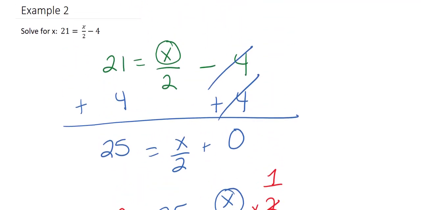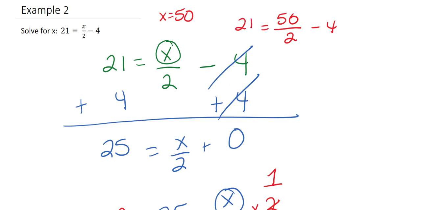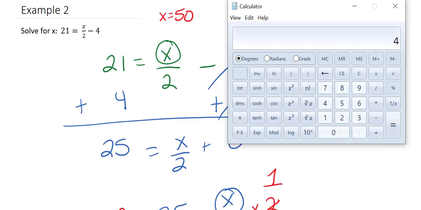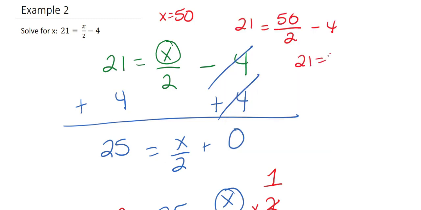Now, let's go back and plug in. If x is equal to 50, let's double check that. So 50 divided by 2 minus 4 is equal to 21. So let's get our calculators out. We have 50 divided by 2 minus 4, so that's equal to 21 on the right-hand side. So that checks out, right? You want these to be equal because that's what we're saying: 21 is equal to 21, and that's correct.